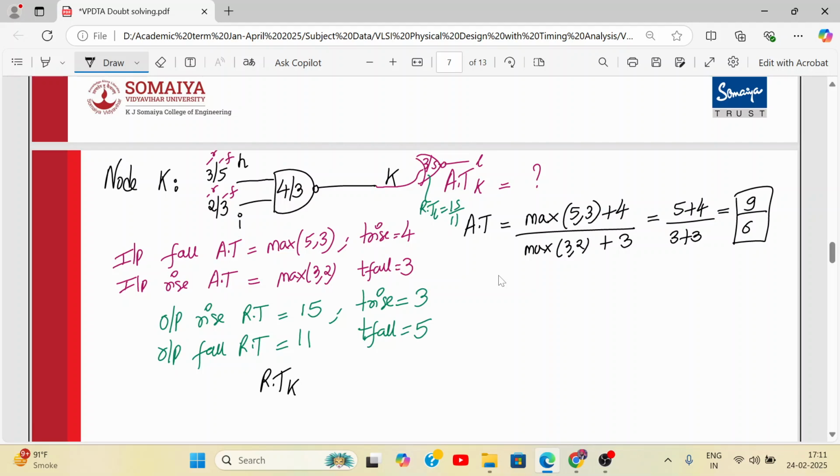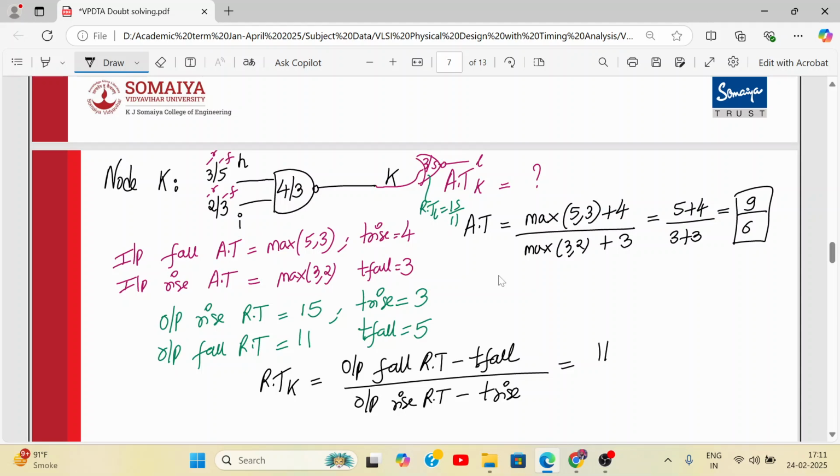Return time at node K will be output fall return time minus T fall divided by output rise return time minus T rise. So that comes out to be 11 minus 5 upon 15 minus 3. So that comes out to be 6 by 12. So that's the return time. This is rise, this is fall.